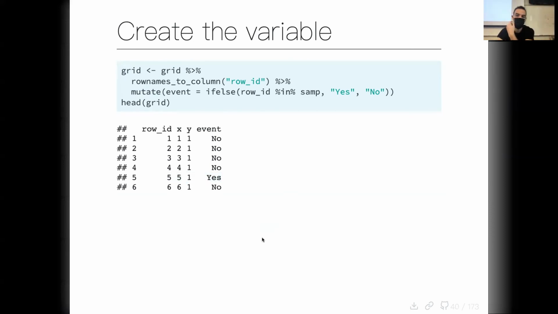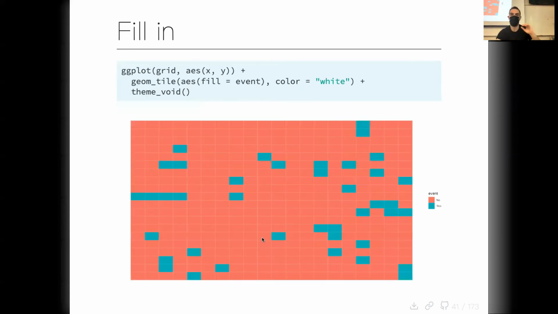Okay. Now from here, that's all the hard part. From here, it should be pretty straightforward, right? This is just essentially creating a heat map. So we're going to do X, Y, and on my geom tile, I'll say fill equals event. Inside my aesthetic, I'm going to make the color equal white, plus theme void. And you get something that looks like this. So this is 10% of the cases. This is the event. The coral color is no, and this sort of teal color is yes.